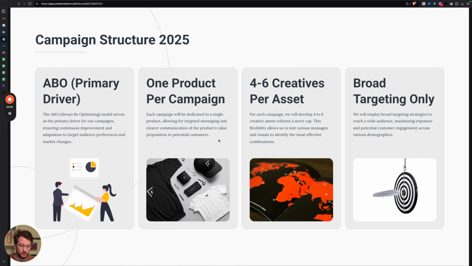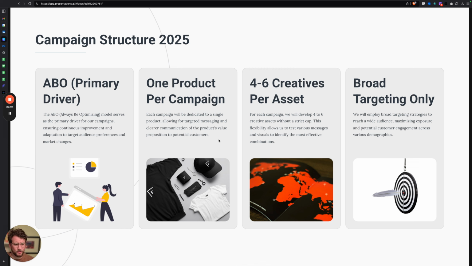I'll show you how you can calculate how much you need to allocate in budget to get that effect. But for a lot of brands, if you're six figures or low seven figures, four to six creatives per ad set, or asset, is good. But you can technically put as many as you want in if your budget is high enough. And I'll talk about what that looks like in a second.